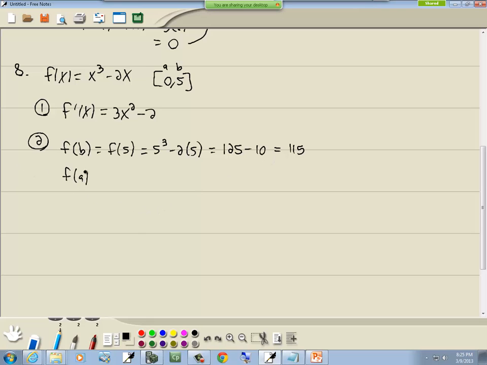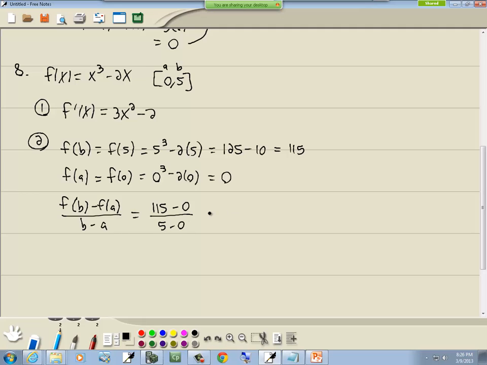Now our f of a, that's going to equal f of 0. So that's equal to 0 to the third minus 2 times 0. 0 to the third is 0. 2 times 0 is 0. So this just gives us 0. So f of b minus f of a over b minus a. f of b is 115 minus f of a, which was 0, over b minus a, so 5 minus 0. And that goes into that 23. Let's see, 5, 1, yeah, 23.